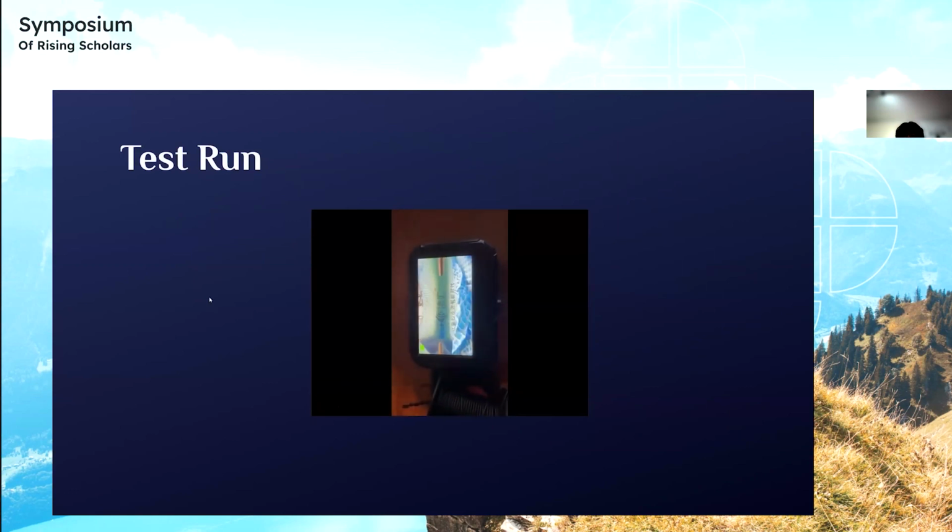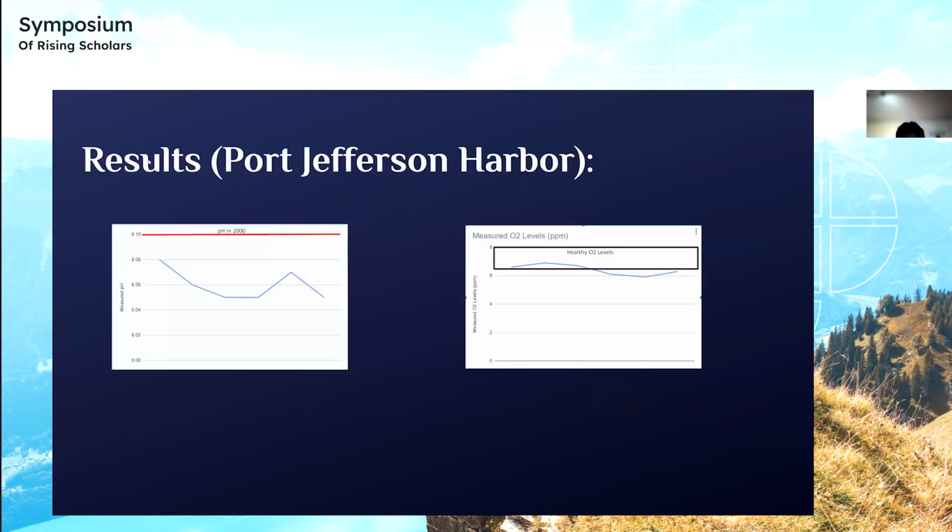So the results from this are from the Port Jefferson Harbor, which is right down the street from me, and it's in the Long Island Sound, which is a part of the Atlantic Ocean. And as you can see, the pH levels in 2000 are much higher than the measured pH values that I got from my testing, which range from 8.08 to 8.05, which shows an increase in acidity since 2000, basically.